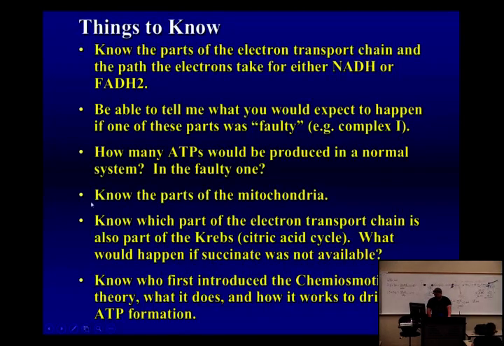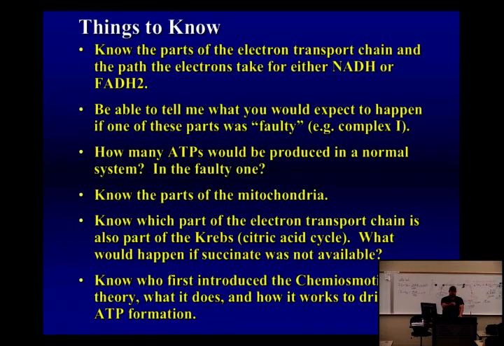All right. So make sure you know the parts of the mitochondria. I'm going to ask you questions like, where is F1 located? It's in the matrix. Where's F0 located? In the inner membrane. Where's the electron transport chain located? It's in the inner membrane. Where is the Krebs cycle located? Matrix. Where does glycolysis occur? The cytoplasm. Good.